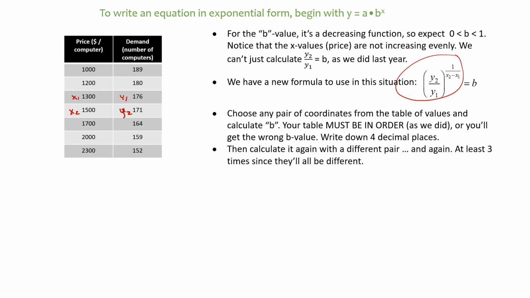Before you even start this, when you're doing your homework, remember your table has to be in order. When you calculate this, I would like 4 decimal places, please. Once you've done that, I want you to calculate it again with a different pair, and again, so 3 times. You're writing down 4 decimal places, and you're probably going to find they're very, very similar to each other, but you need to do it 3 times, because if you pick just one pair, it's not a good enough representation of the b value, because these numbers aren't going up evenly. We need to get 3 of them and then average them together. So I want you to press pause now and do that.